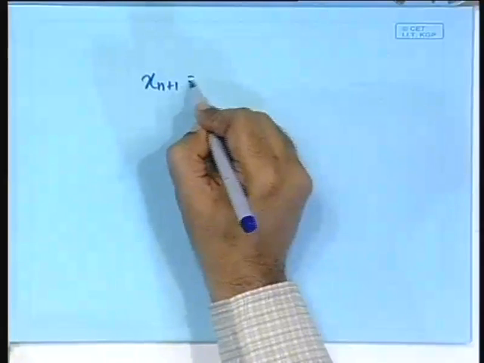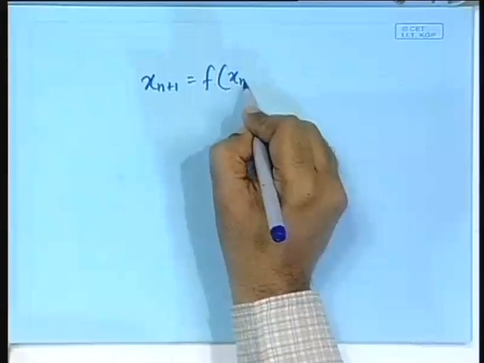Okay. So far we have mainly been talking in terms of one dimensional maps, where you have the expression x n plus 1 is equal to some function of x n.